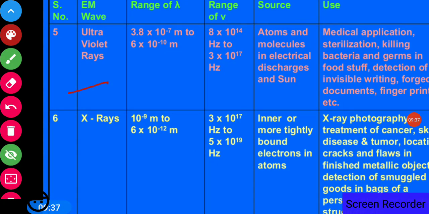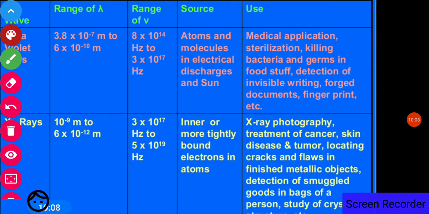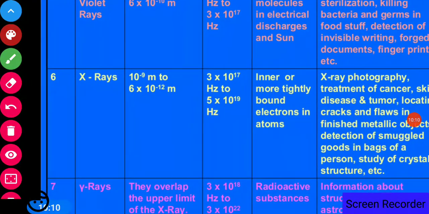The ultraviolet rays: the wavelength range is 3.8 into 10 raised to power minus 7 meter to 6 into 10 raised to power minus 10 meters. The frequency range is 8 into 10 raised to power 14 to 3 into 10 raised to power 17 hertz. The source is atoms and molecules in electrical discharge and the sun. Uses are medical applications, cell sterilization, killing bacteria and germs in foodstuff, and detection of invisible writing, forged documents, fingerprints, etc.